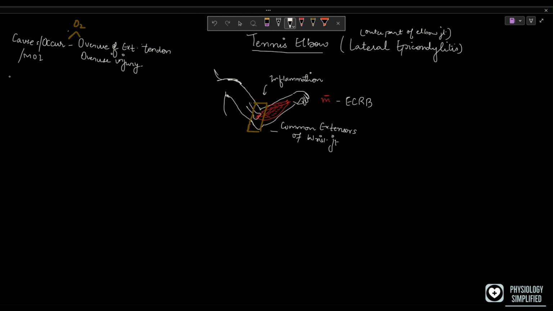Let's move on to the pathology of the disease. Most commonly, the tendon is affected. Tendon is a part which connects muscle to bone. But sometimes, along with the tendon of wrist extensors, the annular ligament around the radial head is also affected. So, there is inflammation in the annular ligament as well as in the tendon of the wrist extensors.